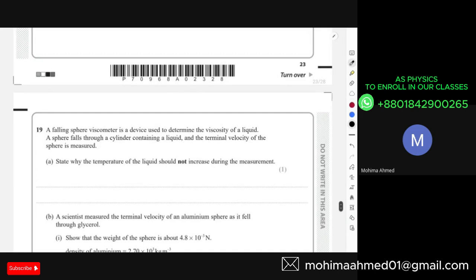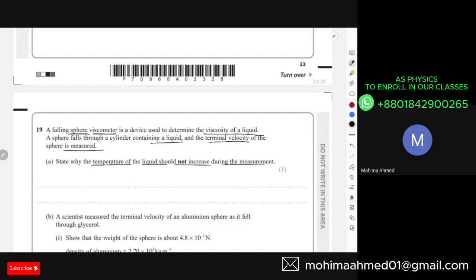There, they're talking about a falling sphere. Viscometer is a device used to determine the viscosity of a liquid. A sphere falls through a cylinder containing a liquid. The terminal velocity of the sphere is measured. Explain why the temperature of the liquid should not increase during this measurement. Because this is supposed to be a controlled variable.